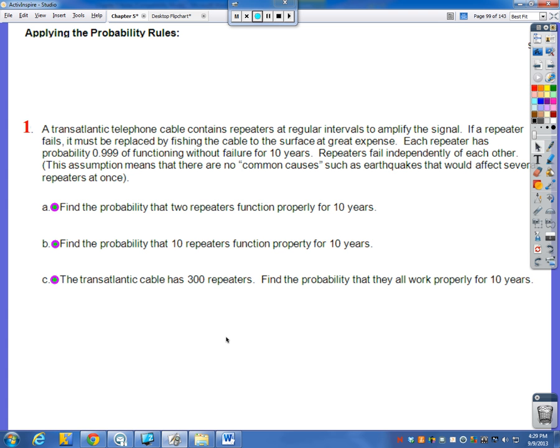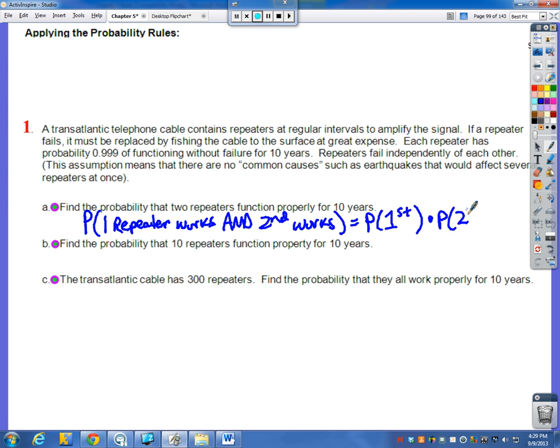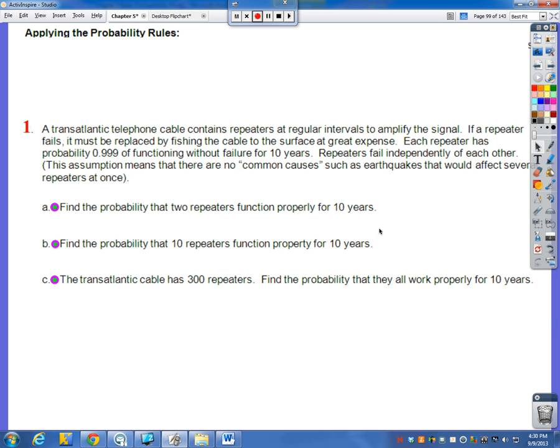So part A says, find the probability that 2 repeaters function properly for 10 years. So really we're finding the probability that we get 1 repeater that works and a second works. Well, can we just do the first repeater times the second repeater? Can I just multiply the individual probabilities? I can only do that if the events are independent, which they told me in the problem above that they are. So what's the probability that the first one works? Well, 0.999. What's the probability that the second one works? The same thing, 0.999. So all I have to do is multiply those two probabilities, and there's my final answer. So really I'm taking 0.999 squared, which still puts me at a very high probability of 99.8% essentially.